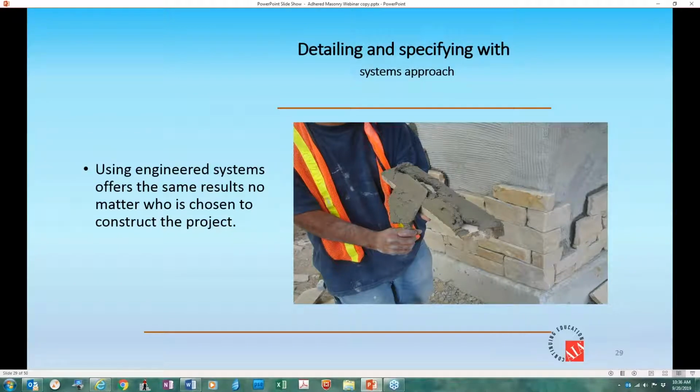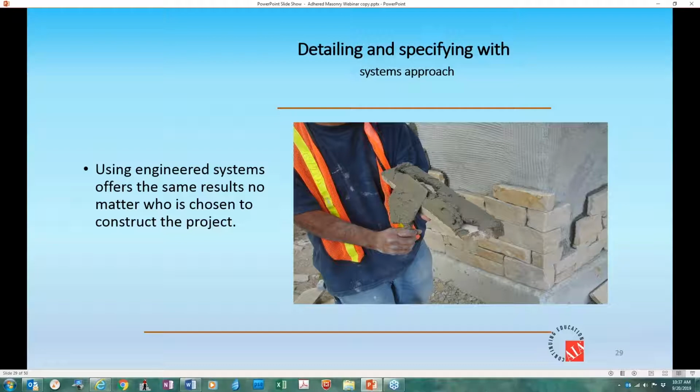But since a specifier cannot choose a contractor that constructs a project, basically we never know which one of our competitors is going to get a job. The specifications that they write are for the way they want that job to be, and using products and systems that are going to guarantee the performance of the wall no matter who builds it, whether it's you or your competitor, which we want it to be you.